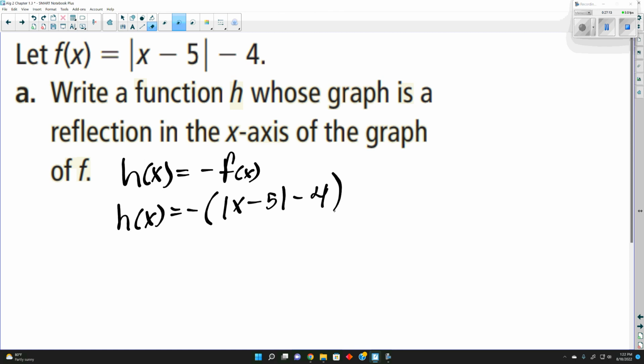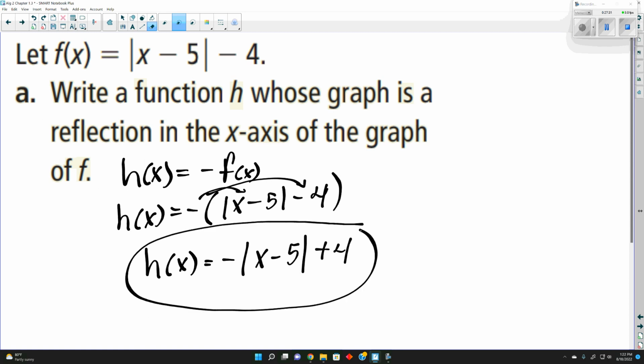And then again, just like with the one before, we'll distribute that negative through. So negative absolute value of x minus 5, and negative times negative 4 is plus 4. And that's it. Questions on this here? We ready for the next one?